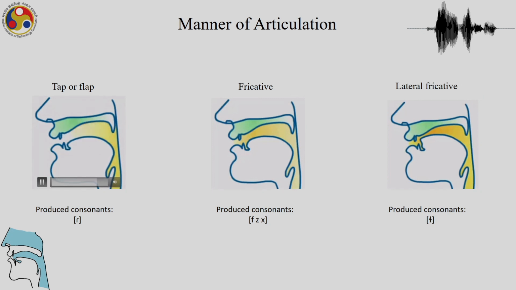So, with slower beating, we have tap or flap. We will discuss these differences between trills, taps and flaps when we discuss sounds of the world's languages in greater detail.